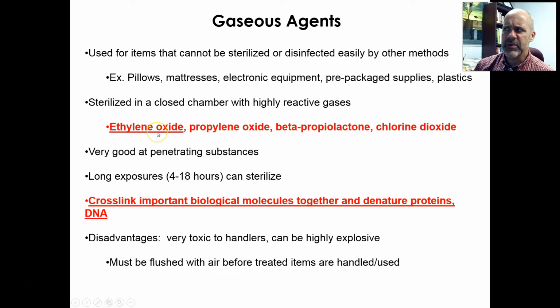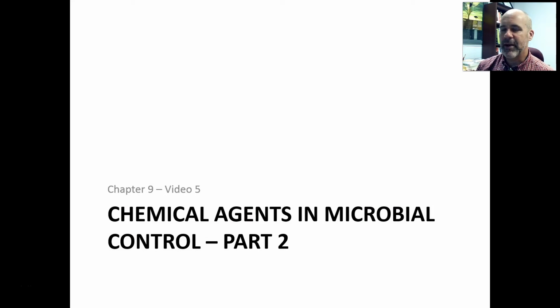Ethylene oxide is probably the most common one, but propylene oxide, beta-propiolactone, chlorine dioxide are some others that are out there. Gases are little tiny molecules, so they're very good at penetrating through substances. Kind of a downside, you have long exposure times, 4 to 18 hours for sterility. And they work by cross-linking molecules and denaturing proteins, denaturing DNA, screwing stuff up. That's typically how most of these things work.